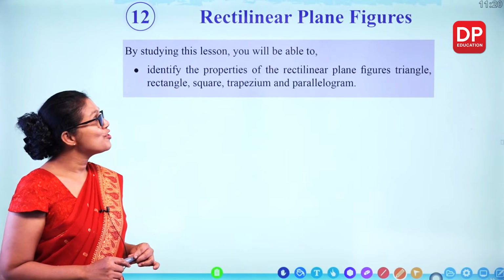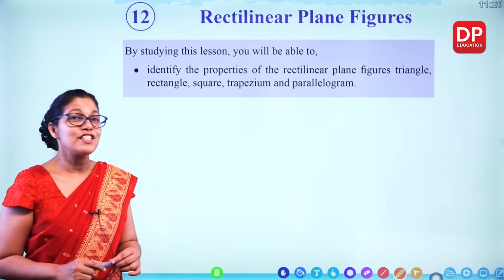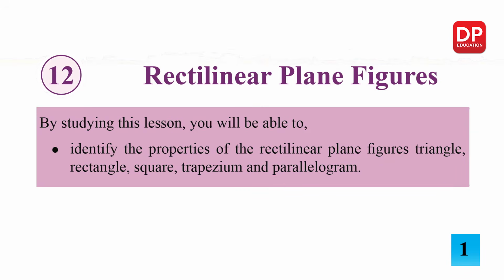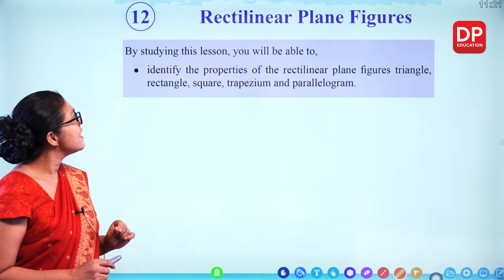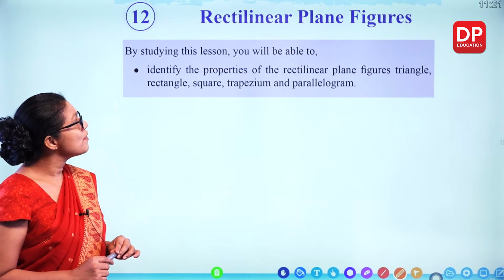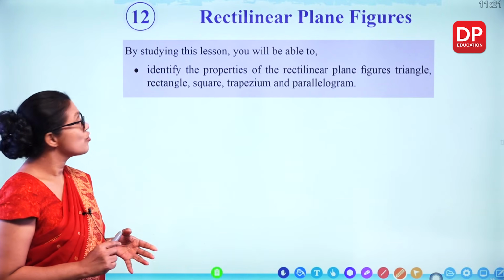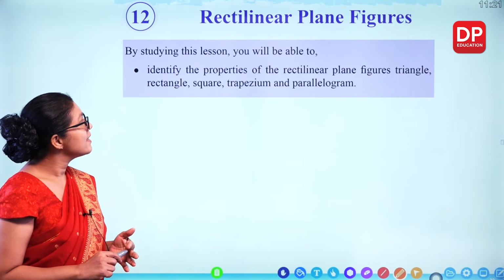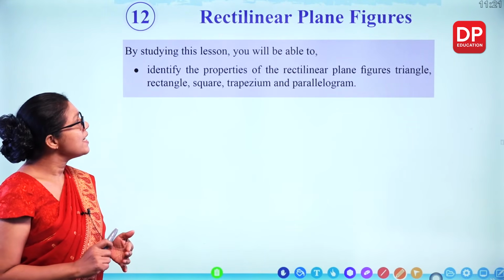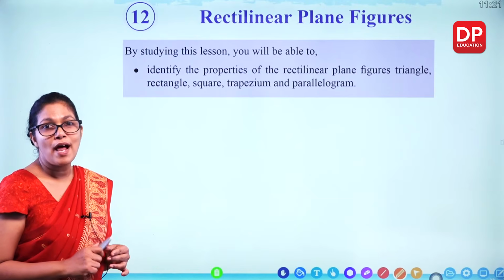Children, today I am here to teach you chapter 12 in your textbook, that's rectilinear plane figures. In this lesson, we are identifying the properties of rectilinear plane figures: triangle, rectangle, square, trapezium and a parallelogram.